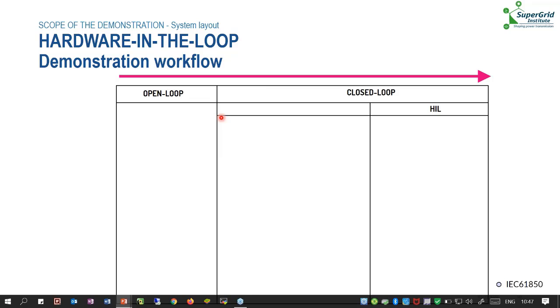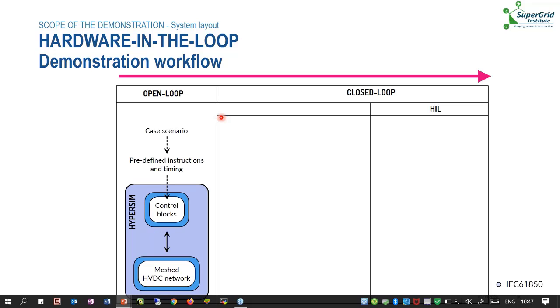Now, before going forward, I wanted to explain how we managed to put in place this hardware in the loop demonstrator. So the first step in our demonstration workflow was to put together different models such as MMC converters, DC breakers, cables, and all the power and control connections. This will become our meshed HVDC network that we simulate in HYPERSIM, which is the software we use for real-time simulation. But since this is a very complex system, we need first to test it in an open loop.